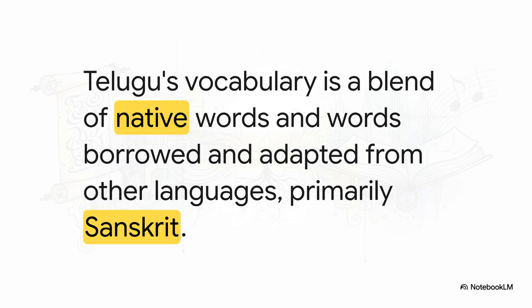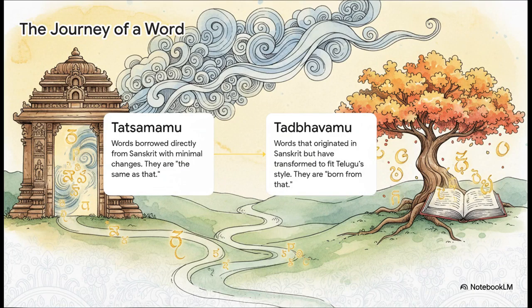So, when a word comes over from Sanskrit, it can take one of two journeys. The first path is called Tatsamamu, which basically means the same as that. Think of it as a direct loan.